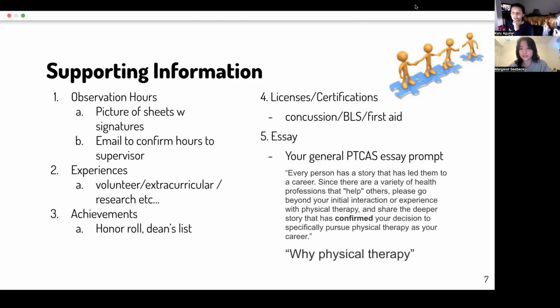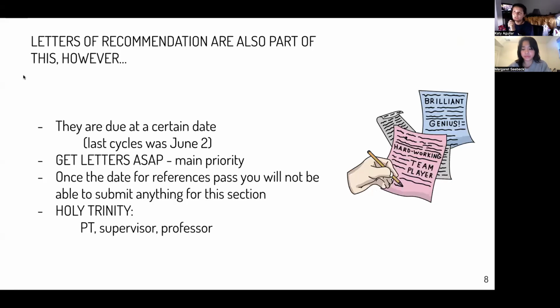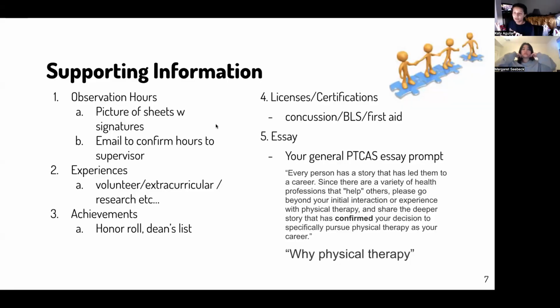I have a question too about the observation. Did you do the email route for your PT tech job, and then the sheet for outside observations? Were you just logging your shifts on the log? I don't know what to do.